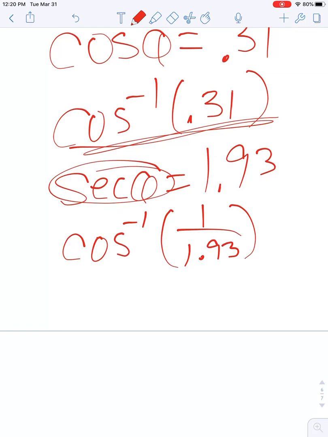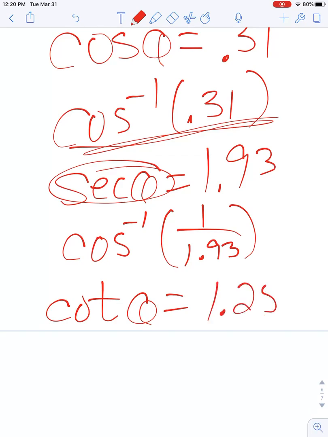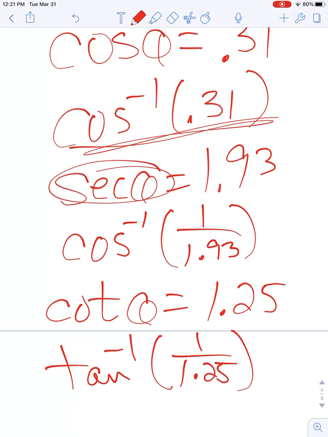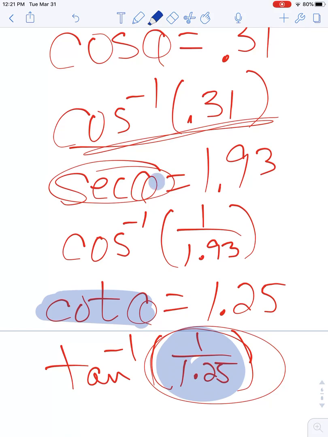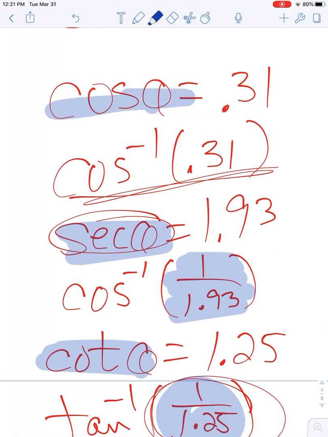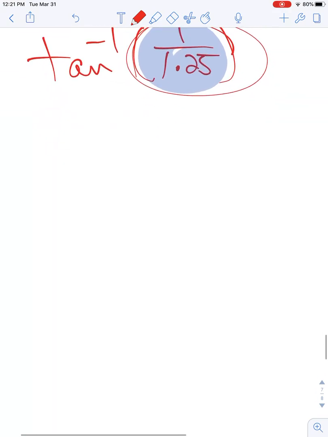If it's cotangent of theta equals 1.25, I don't have a cotangent button, so I'm going to take the reciprocal of cotangent, which is tangent, and then I need to take the reciprocal of this side. When do I take the reciprocal of the ratio? When I don't have the button. I don't have a cotangent button, so I have to take the reciprocal. I don't have a secant button, so I have to take the reciprocal. Here, I have a cosine button. I don't take the reciprocal. All right, I'm going to do one more.